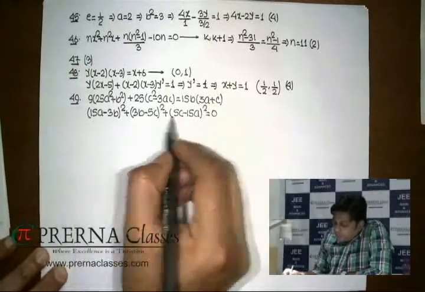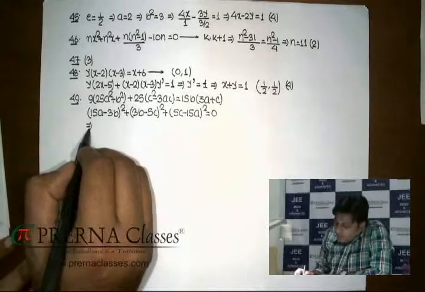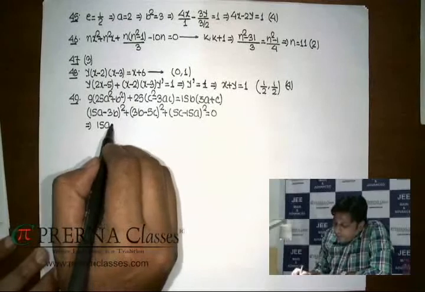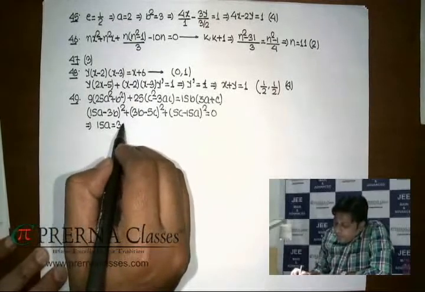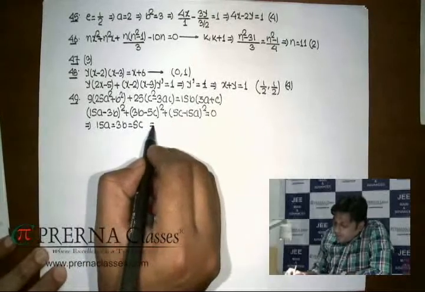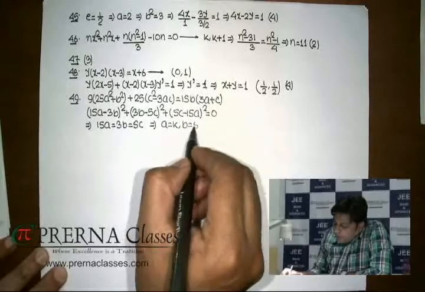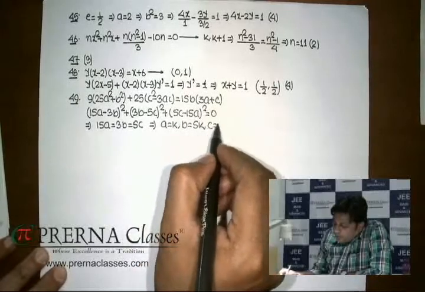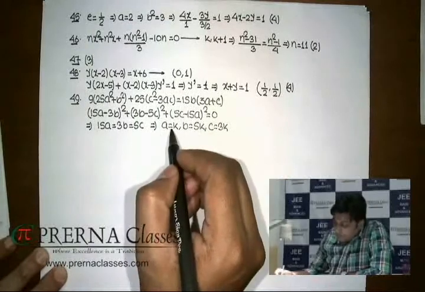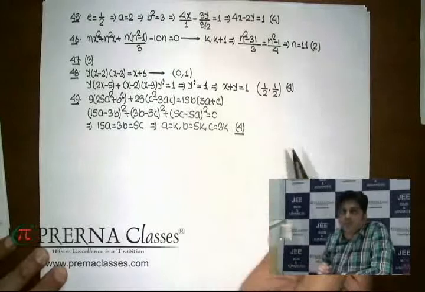Since three perfect squares are adding up to give a result which is 0, the only possibility is that each of those perfect squares has to be individually 0. Therefore 15a equals 3b equals 5c. What that implies is we can take a equals k, b equals 5k and c equals 3k. We can then easily check that b, c, a are in AP, which is the fourth option given in this set.